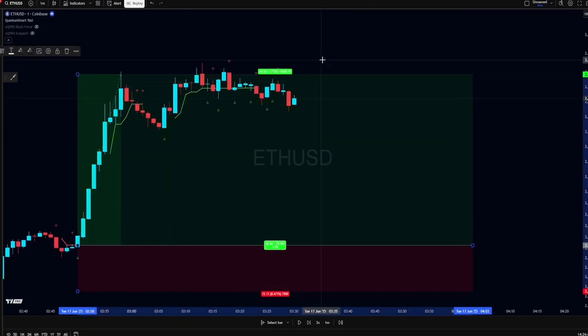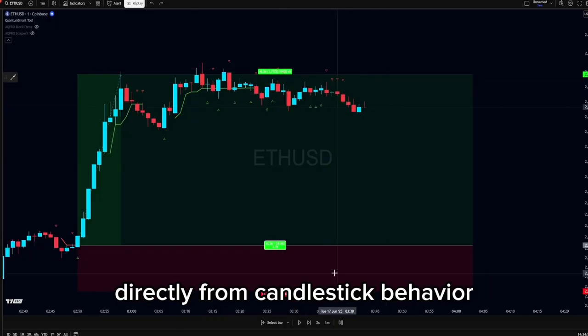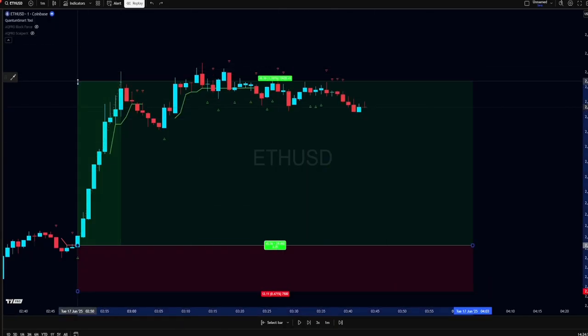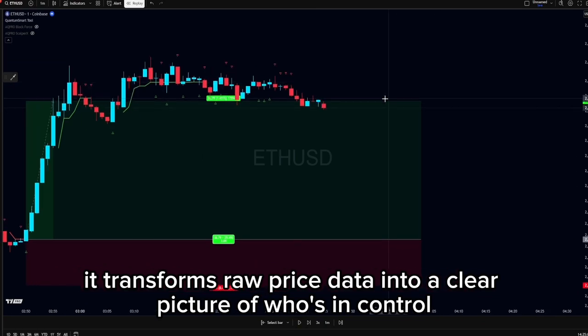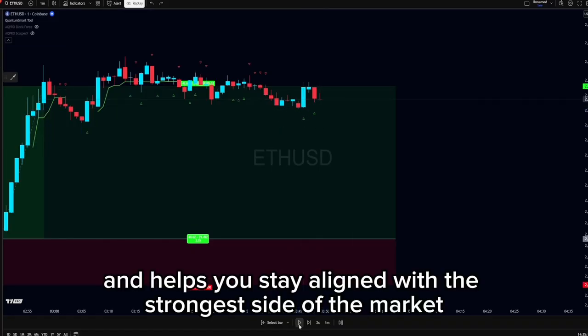In essence, tail trend gives traders a unique way to read market psychology directly from candlestick behavior. It transforms raw price data into a clear picture of who's in control, buyers or sellers, and helps you stay aligned with the strongest side of the market.